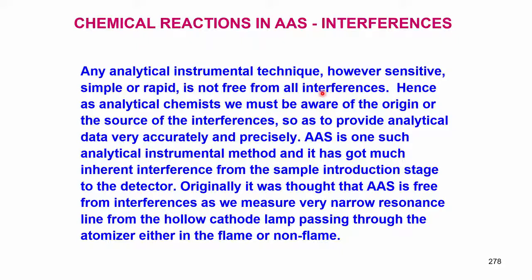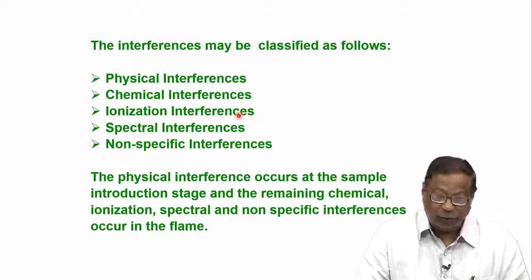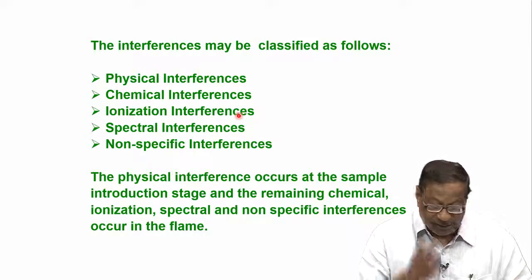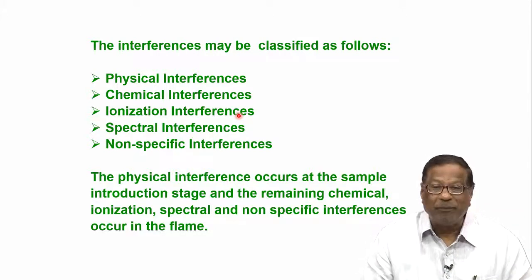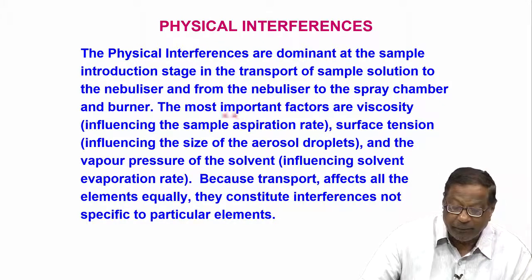I never said it is totally free from interferences, if you remember my earlier sessions, but it is important that we measure a very narrow resonance line from the hollow cathode lamp passing through the atomizer, either in the flame or in the non-flame, that is electrothermal atomic absorption. So, the interferences, we have already seen this, the chemical reactions and the interferences may be classified as follows: physical, chemical, ionization, spectral and non-specific. The physical interference occurs at the sample introduction stage, and the remaining chemical, ionization, spectral and non-specific interferences occur in the flame.